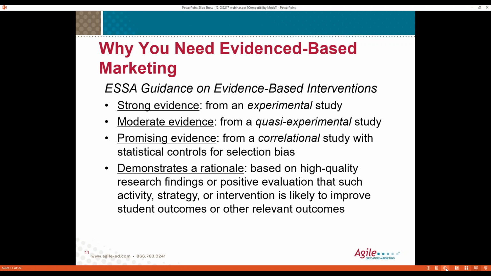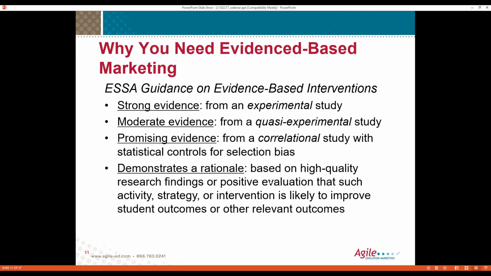Moderate evidence refers to a quasi-experiment, which is similar to an experiment except that the groups are not assigned at random. Instead, they're assigned so that they have similar characteristics, and then researchers use statistical methods to try to adjust for any known differences. It's considered weaker than a true experiment because there might be some differences between the groups that you haven't accounted for, and therefore you haven't eliminated all the other possible explanations other than your program being so great.